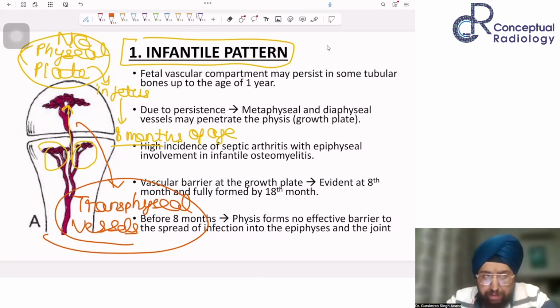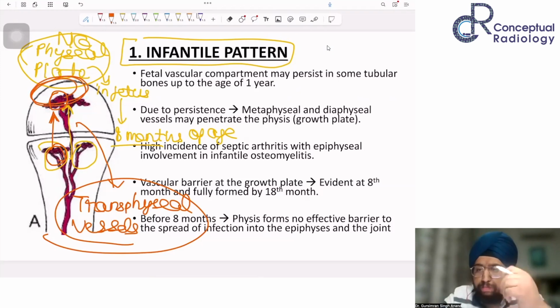We all know that the most common site of infection in long tubular bones is the metaphysis, because of the peculiar anatomy of the vessels here, which leads to sluggish blood flow, and then there is inoculation of the microorganisms in the metaphysis. Now, since we have some vessels which run from the metaphysis to the epiphysis, there is an easy way for the infection to spread to the epiphysis and hence involve the joint also.